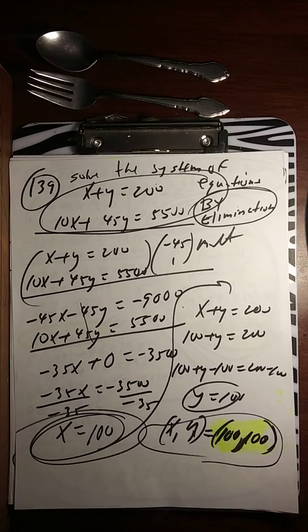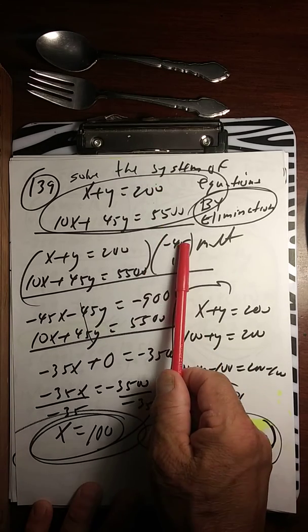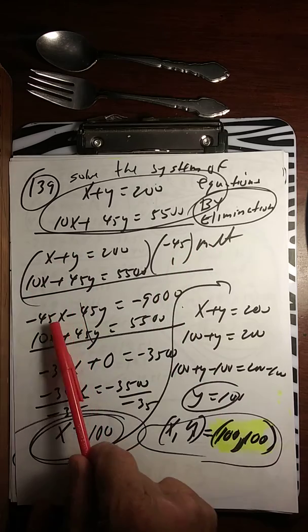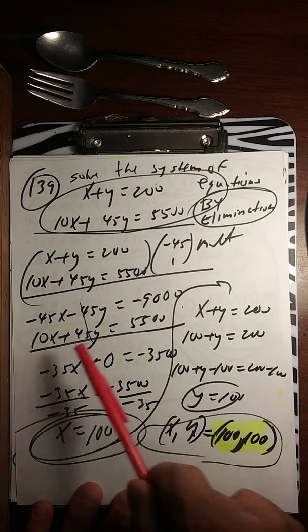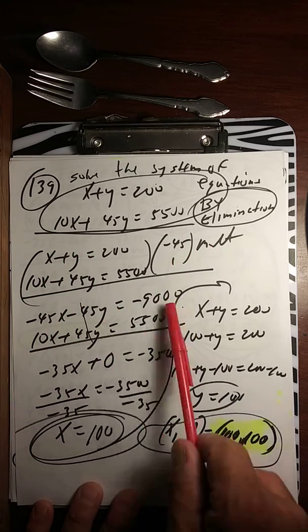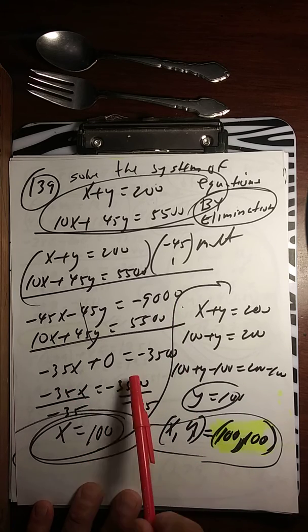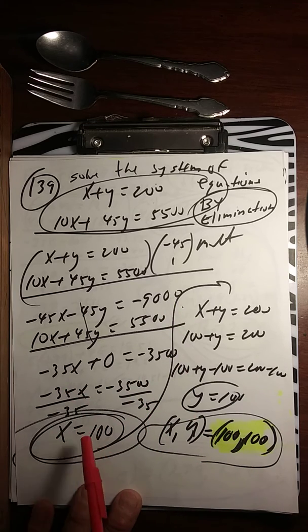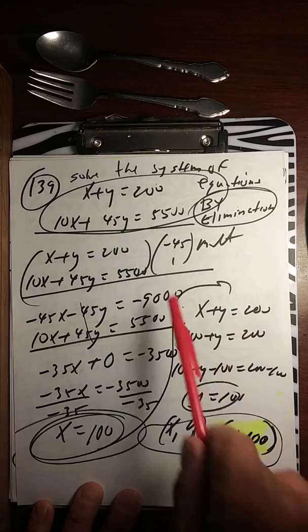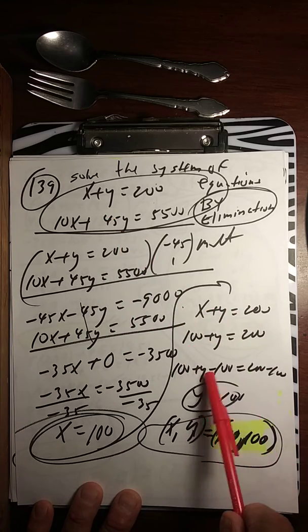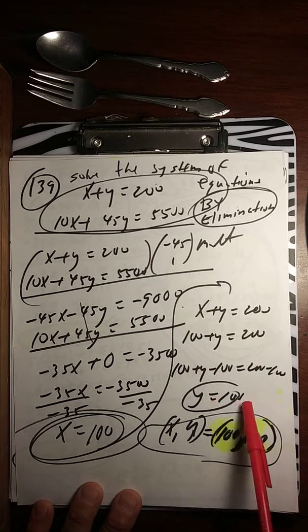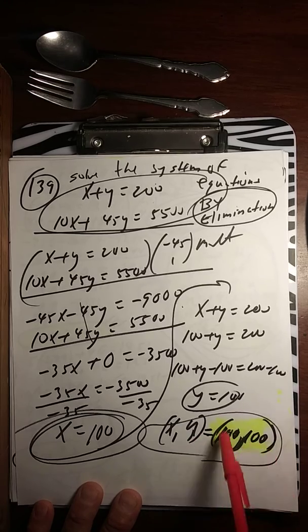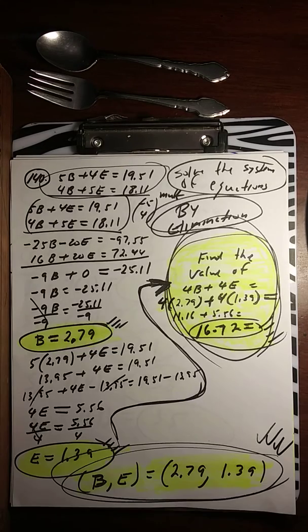Alright, solve the systems of equations by elimination. Multiply this one by negative 45, this one by 1, create a cross, you get this. Straight down, so this is going to be negative 35 plus 0 equals this. Negative 35 divided there, negative 35 there is 100. So I know one answer is 100. Put it back in here, the other one. 100 plus y is this, 100 plus y minus 100, so y equals 100. So 100 comma 100 is the numbers for the x and the y.